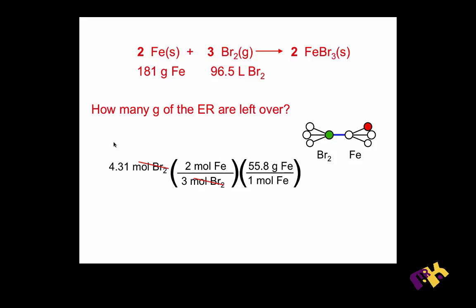Now, this calculation will tell us how much iron has been used up. Right, so we've used 160 grams of iron to do this process to completely use up all the bromine. We started with 181 grams. We used 160, so the difference is we have 21 grams left over.